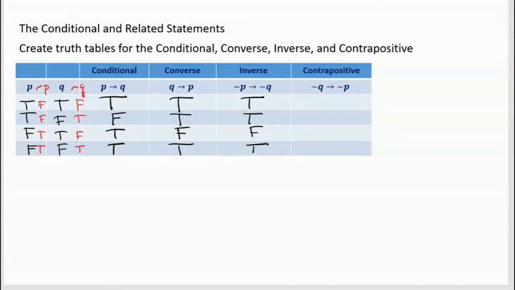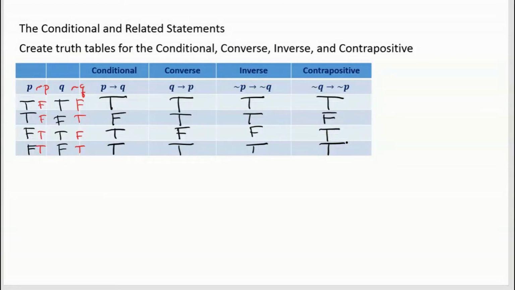Okay, now I'm going to flip it and reverse it. So not Q implies not P. So I'm going backwards. I'm looking at my not Q first and my not P second. So false implies false. That is true. True implies false. That's the only time it's false. False implies true is true. True implies true is true. There we go. Now why did we do all this? Well, there's something I want to show you.